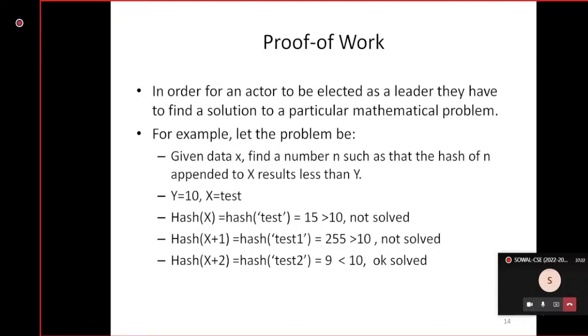And in response, the leader node will get some Bitcoin as transaction fees, as an incentive. So this is how proof of work works.